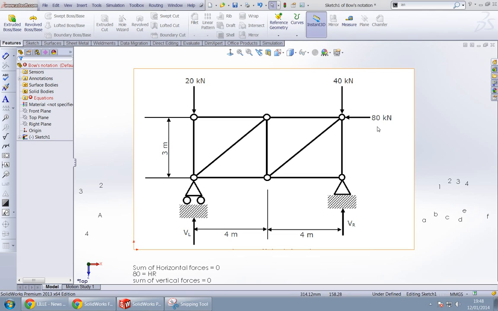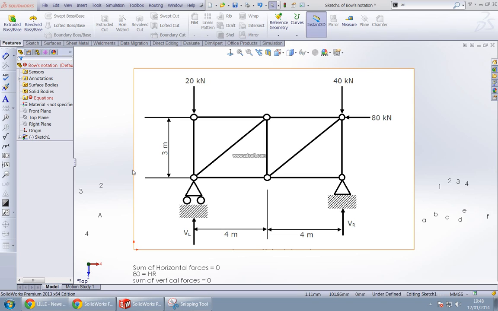One force acts at this pin to the left horizontally, and we have two reaction forces here, one VL vertical left and one VR vertical right. This is a roller support and this is a fixed support. So for the fixed support we would have two reactions, one horizontal and one vertical.